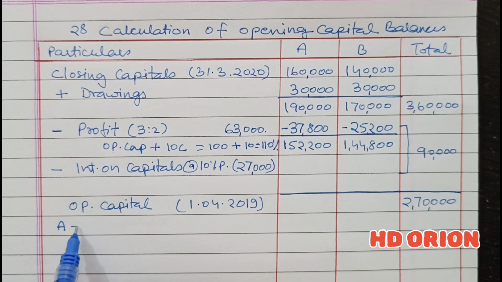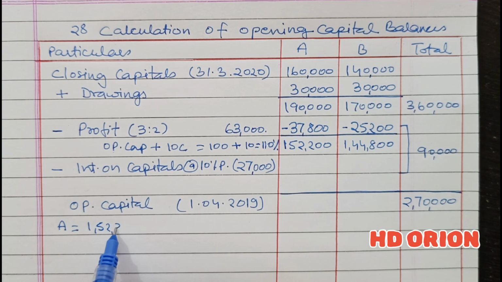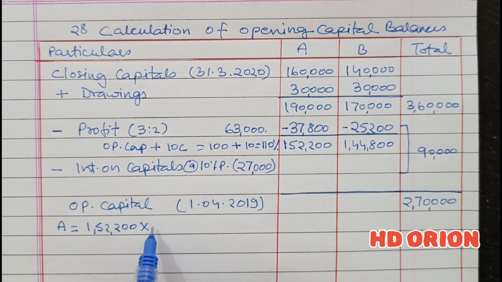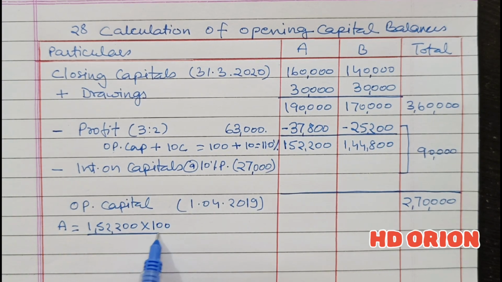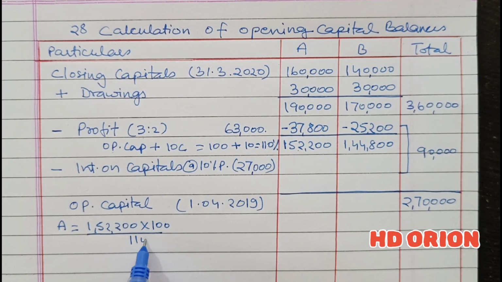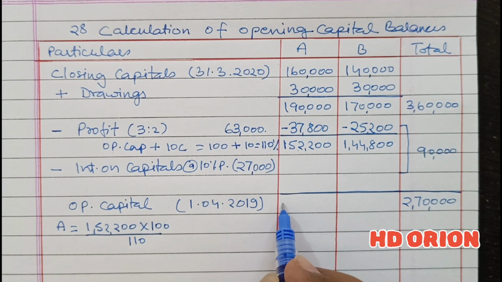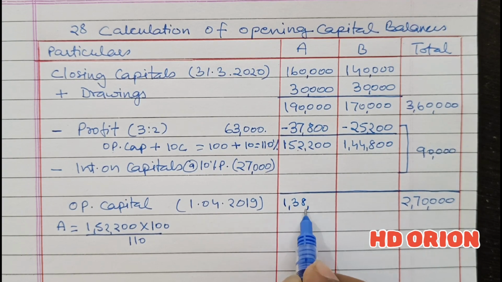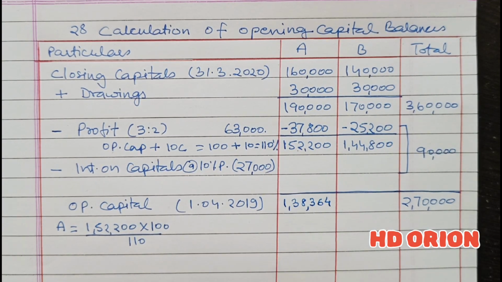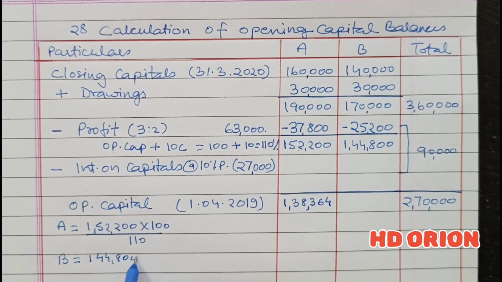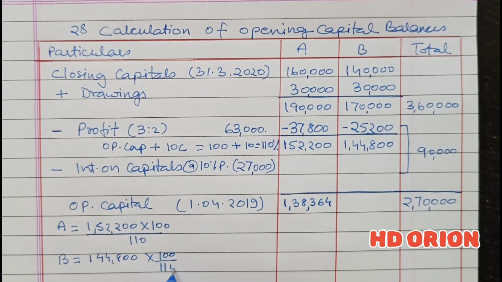So for A, how much it will be? 1,52,200 multiplied by, because we are calculating opening capital, multiplied by 100 divided by 110. So we will divide it by 10. And what we will get here? 1,38,364. Okay. Similarly for B, we can calculate. B's is how much? 1,44,800 multiplied by 100 divided by 110. The amount we will get is rupees 1,31,636.